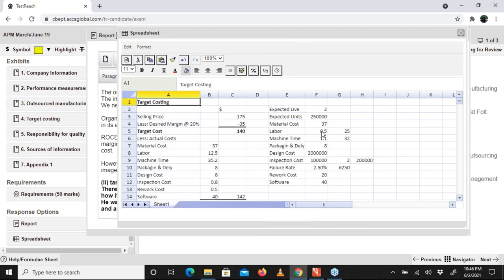You can see that the labor cost is half an hour per unit, and 25 is the rate per hour. So the labor cost is this half multiplied by 25. Then you've got the machine time, which is machine time multiplied by rate. Somebody is asking me how the margin has been established. Margin is simply profit on sale. The selling price is to be 175. If you want to earn 20% on it, it's going to be multiplied by 20. The target cost is 140.